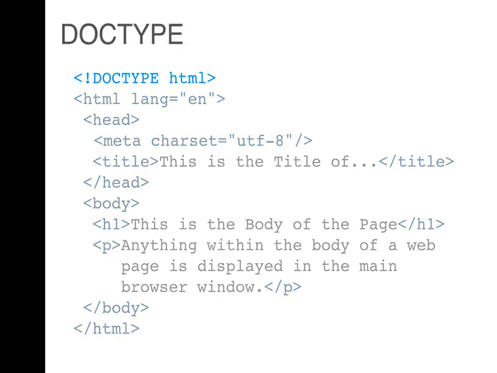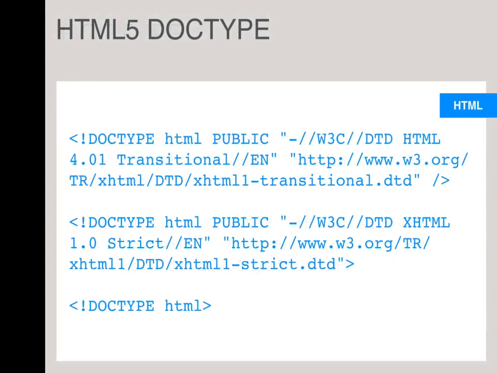So the first line to any web standards compliant web page is the doctype. And the doctype just tells the browser what version of HTML we're using. Some older versions of HTML had doctypes that look like this. First one is for HTML4, second one is XHTML. Luckily with HTML5 we can use the simple one at the bottom.